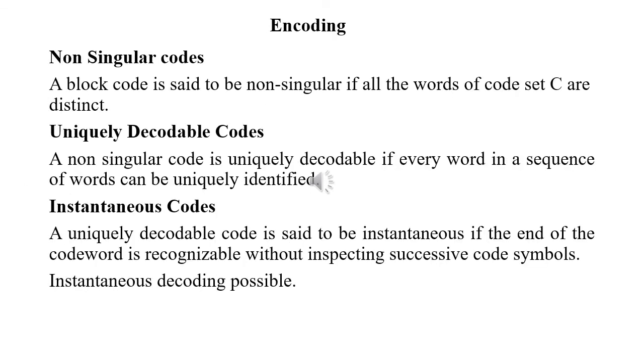A block code is said to be non-singular if all the words of a code set C are distinct. A non-singular code is uniquely decodable if every word in a sequence of words can be uniquely identified. A uniquely decodable code is said to be instantaneous if the end of the code word is recognizable without inspecting successive code symbols. Instantaneous decoding is possible here.